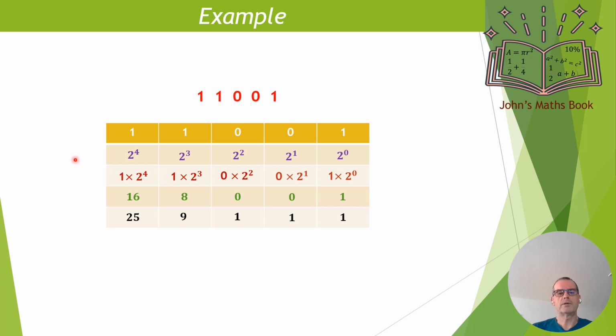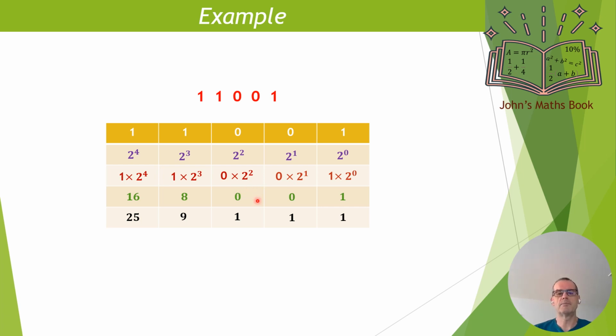So as we saw before, it's important to note that each column is a factor of 2 greater than the one to its right. So if we start over on the right, in our first column we have a value of 1. This is multiplied by 2 to the power of 0, which gives us 1. In the next column we have a 0, and in this column it's a factor of 2 bigger than the one to its right. So it's 0 multiplied by 2 to the power of 1. This gives us 0. And in the next column again we have a 0, and this 0 is multiplied by 2 to the power of 2.